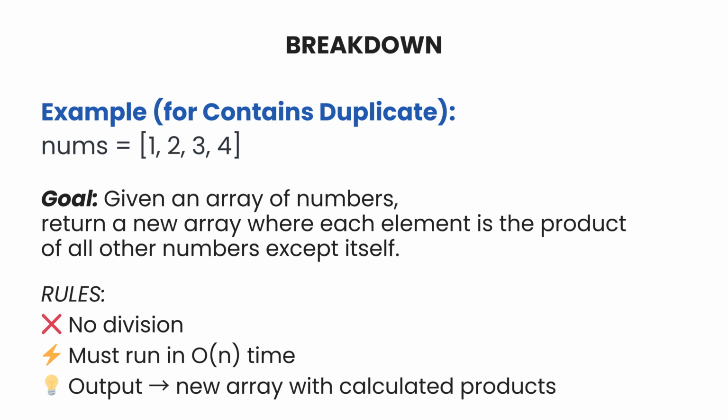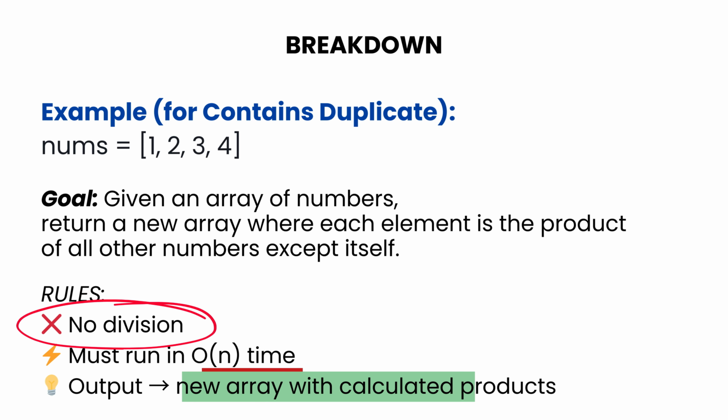Let's go. Let's break down the challenge. You're given an array of numbers. For each position, return the product of all other numbers, except the one at that position. The twist: you can't use division, and you need to do it in O(n) time. The output is a new array where each index holds this special product.